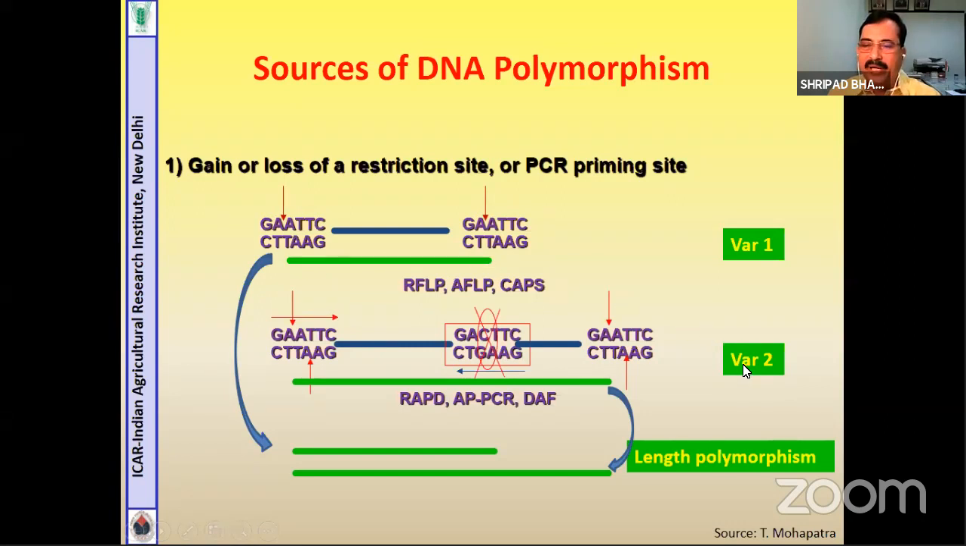In variety number 2, what happened? This restriction site got changed. You see GAA, in place of A, you have got a C here. So there is a base substitution. Now, when there is a C in place of A, the restriction enzyme cannot cut here. So this restriction site is lost. Now the restriction enzyme will go ahead and find another site nearby. So it got another one here. Now, if you start from there and go to this restriction site, this segment is now getting longer. If you compare these two segments, there is a size difference. So we call this polymorphism because of the length, length polymorphism.